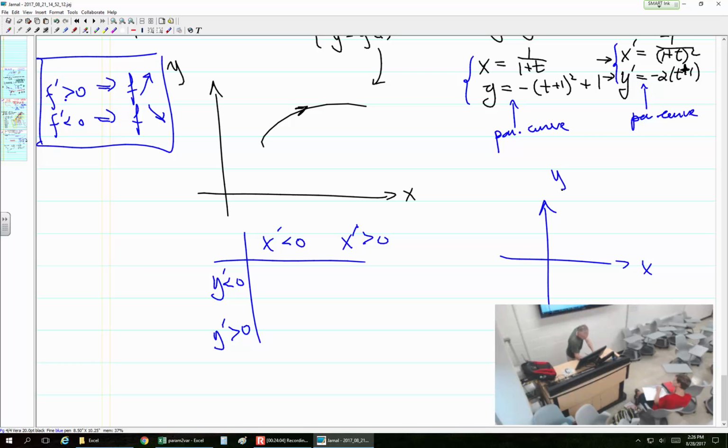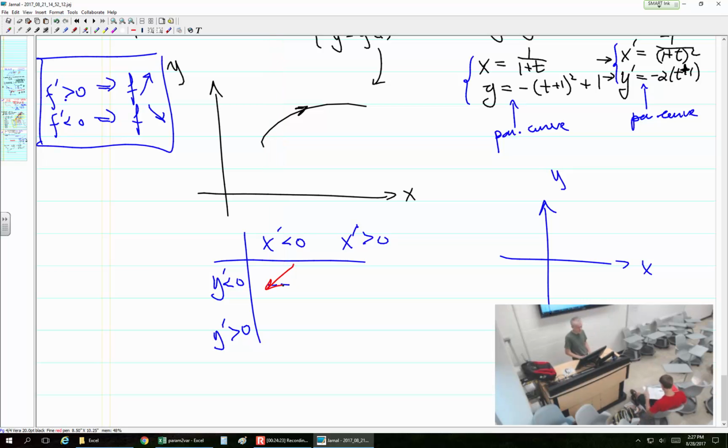This is what I'm talking about, this place. I want to put an arrow there. Which way are we moving? Left down. Left down, yeah. So right there, x and y both are decreasing. That's how we visualize it.